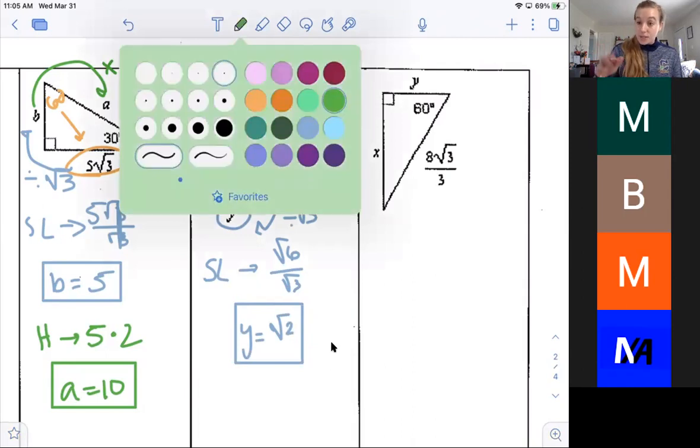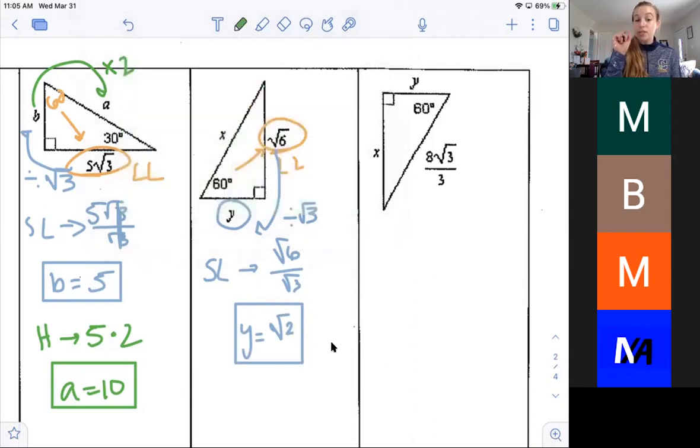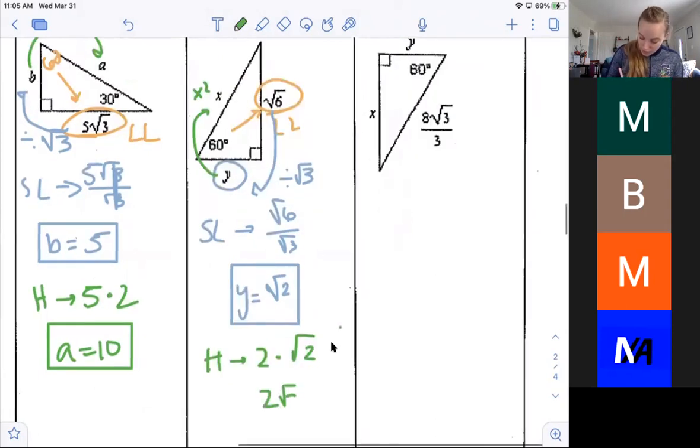Now I have my short leg, so we need to go from short leg to hypotenuse, which is bigger. So I'm going to multiply by 2. So the hypotenuse is going to be 2 times root 2. Oh, well, that's just 2 root 2. So x is equal to 2 root 2.